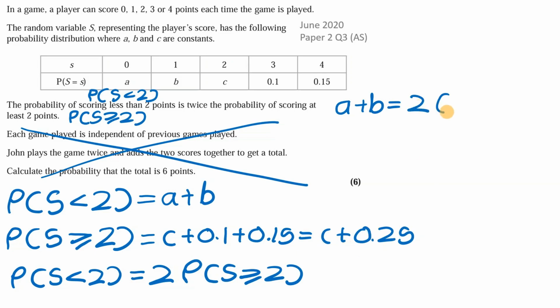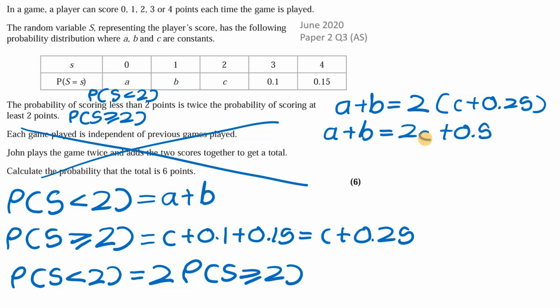So it's 2 multiplied by C plus 0.25. If we expand this, it's going to be A plus B is equal to 2 times C, which is 2C, and then 2 times 0.25, which is 0.5. And I'm going to move this 2C to the other side. So it becomes A plus B minus 2C is equal to 0.5.